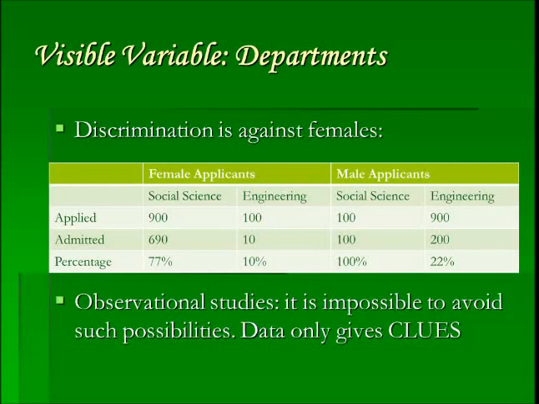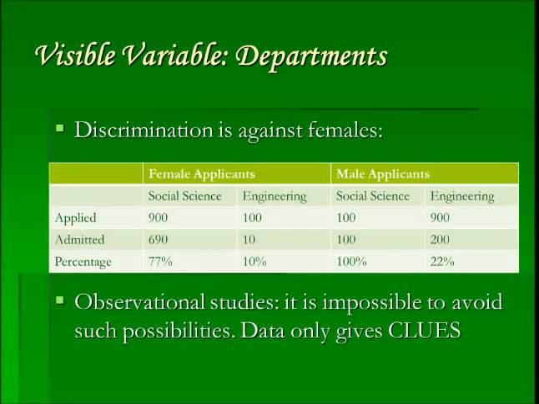Suppose we find out that the university has two schools. There is a school of social sciences and a school of engineering. The school of social sciences is a very easy school to get in. Everybody who applies gets in. Engineering is very tough. And the males always apply in engineering, and the females all apply in social sciences. So this is a breakdown. 900 females applied for social sciences, 100 applied for engineering. So there is no discrimination.